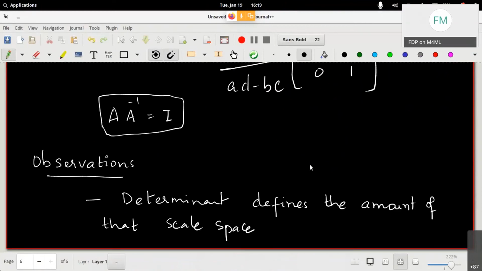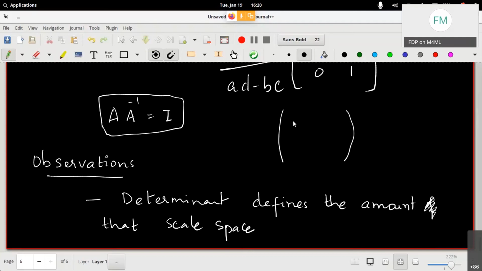Okay, thank you. So one observation which we make is when we do the determinant, we define the amount that scales the space. We are trying to say how much that scaling is doing. If you know how much you are scaling, that means you know how much you are enlarging. I can do the reverse operation and come back to the same place where I was.